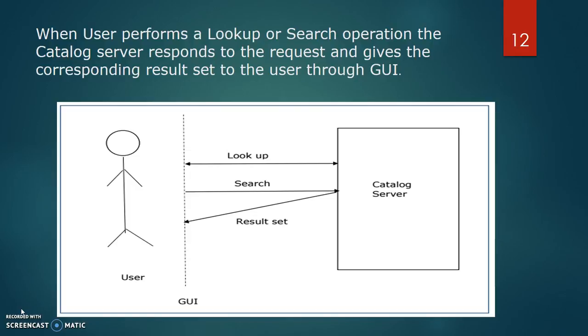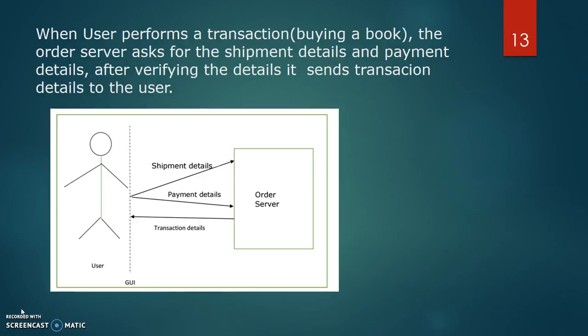When the user gives a particular name of a book to perform a search operation, the server responds to the request by searching the book in the catalog server, and the result is given to the user through the GUI interface. And this is regarding the shipment transaction details.